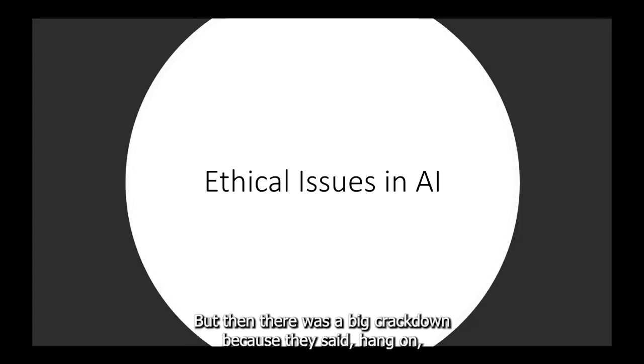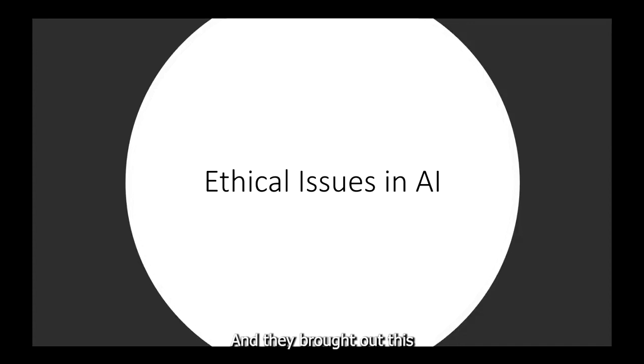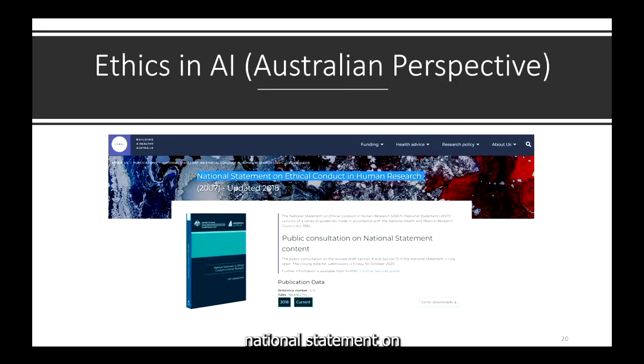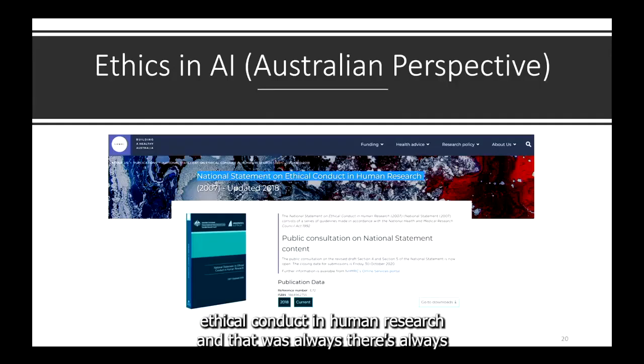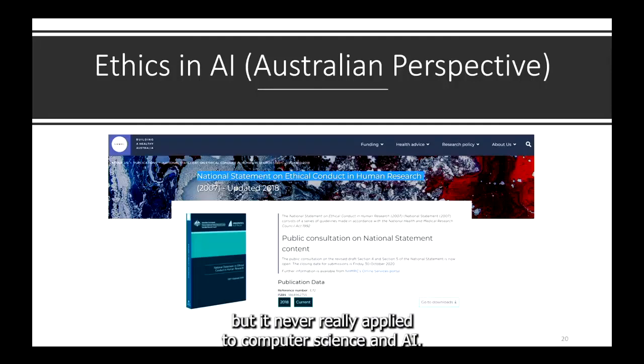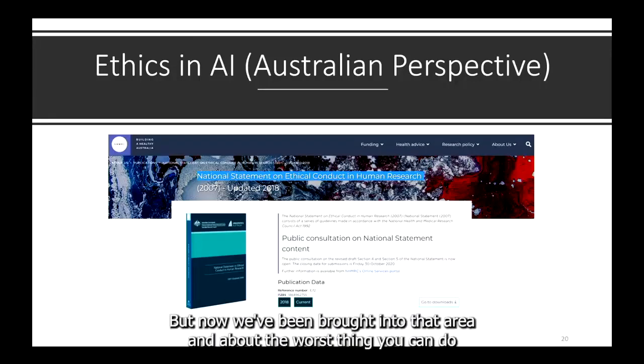But then there was a big crackdown because they said, hang on, we can't have Australian taxpayers' money being used for these purposes. And they brought out the National Statement on Ethical Conduct in Human Research. There's always something like this for medicine, but it never really applied to computer science and AI. But now we've been brought into that area.